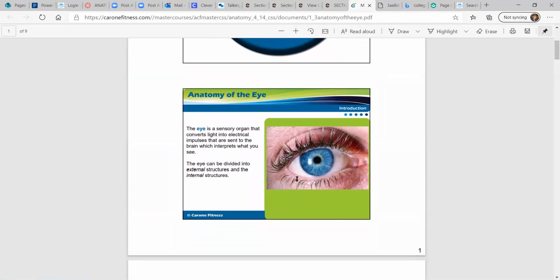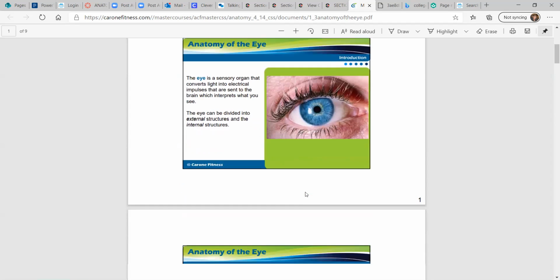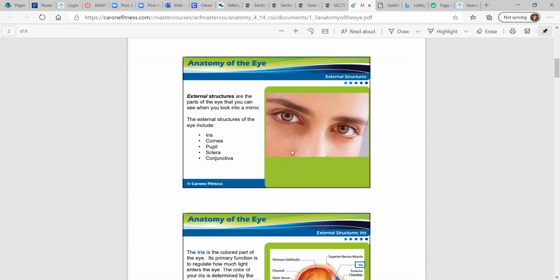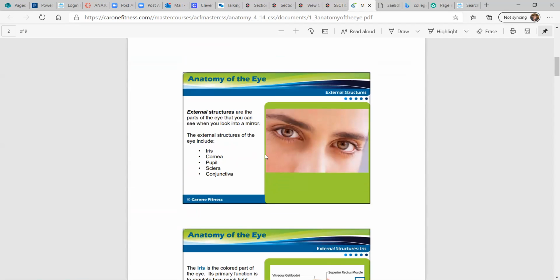So the eye is a sensory organ. It converts light into little electrical impulses, and those electrical impulses are sent to your brain, and your brain interprets what you see. And this eye can be divided into structures on the outside, or external. These are the things you can see. And then the internal structures of the eye are deep within the eye and not the things you can see with a human eye up close. So the external structures are what you can see when you look into the mirror.